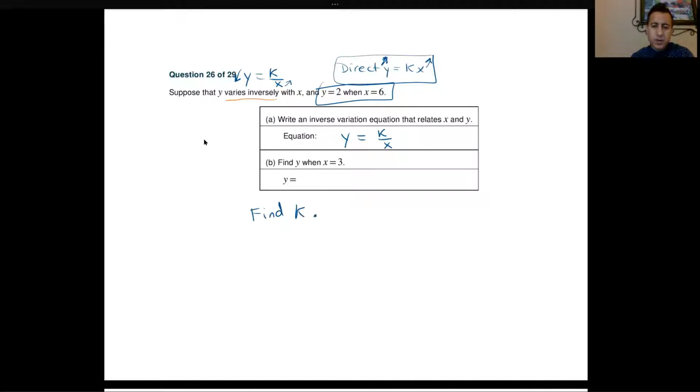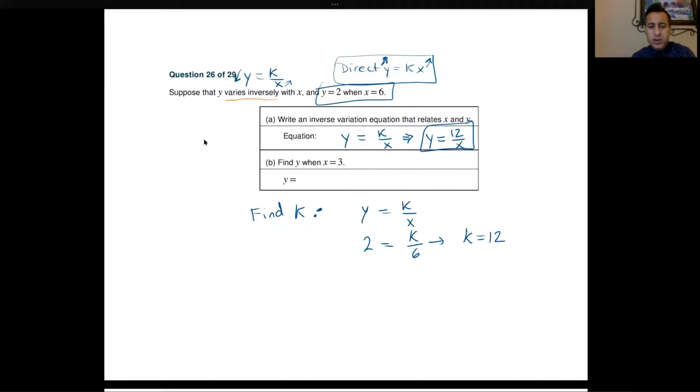Okay. And so y equal k over x. When y is 2, x is 6. And you cross multiply, or multiply by 6 both sides, you get k equal 12. So this thing here is y equal 12 over x. So that's the answer or the input for this question.